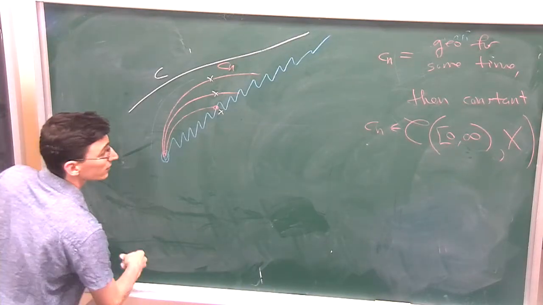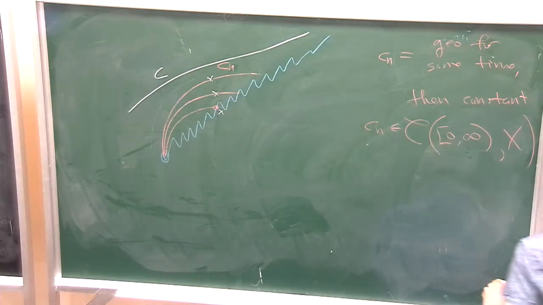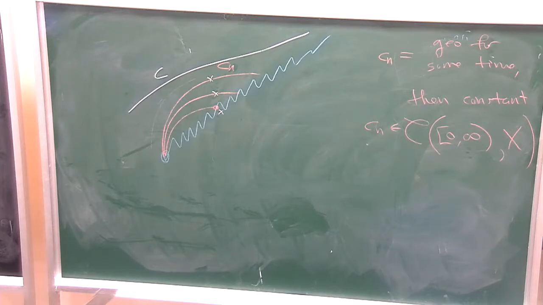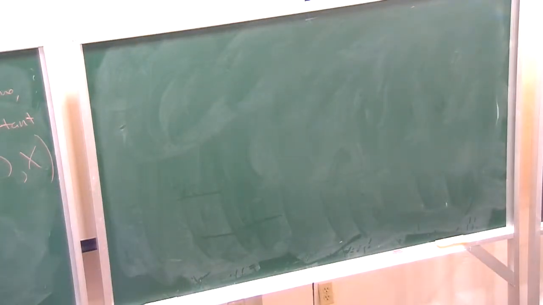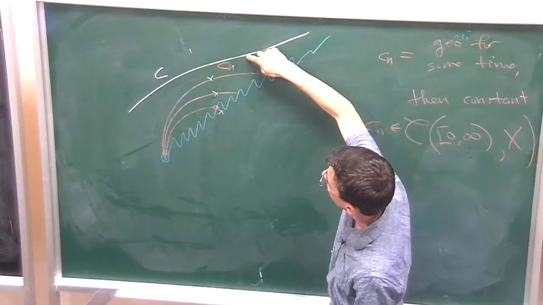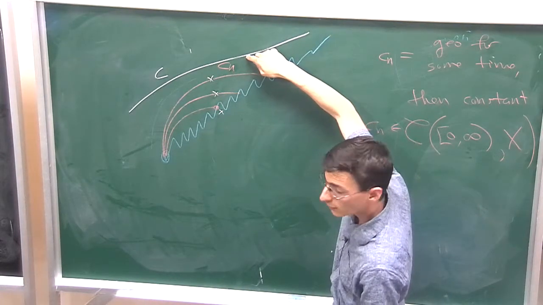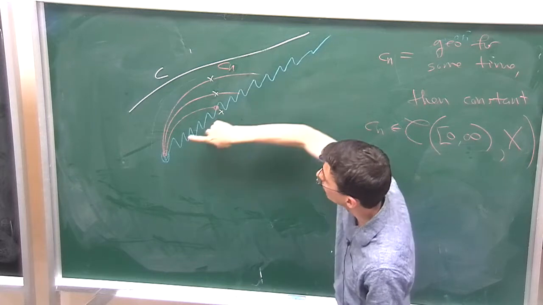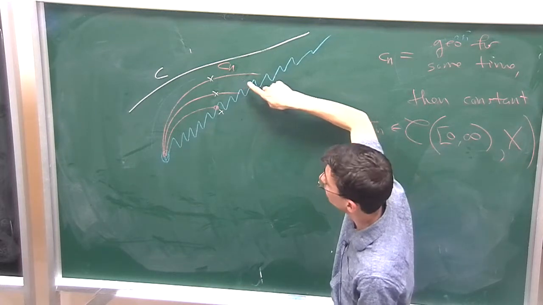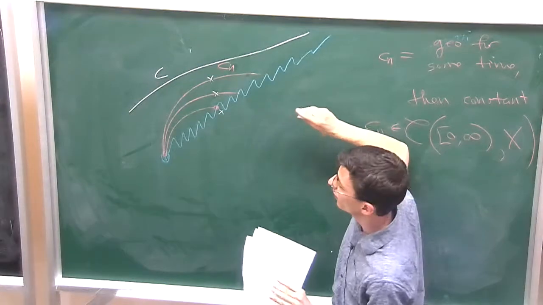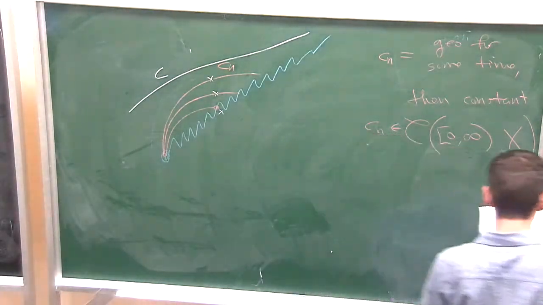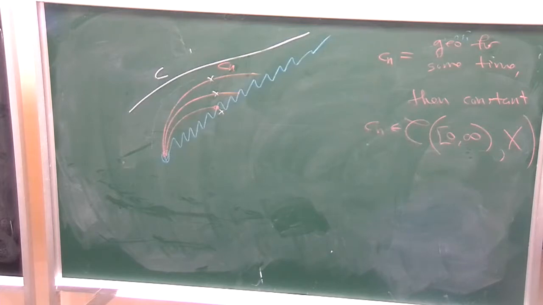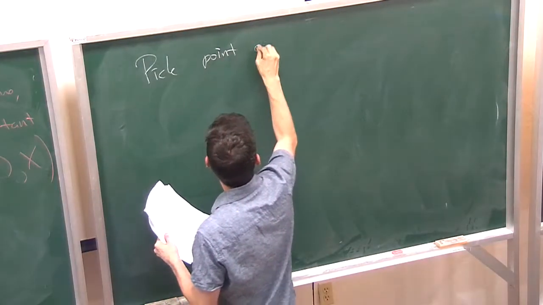OK. So let's see. I mean, if you're a point on here, then you're going to be pretty close to one of these guys eventually. And all of these guys, by the Morse property, are really close to here. So you're actually fine. So one direction is OK. Let's do the other one.